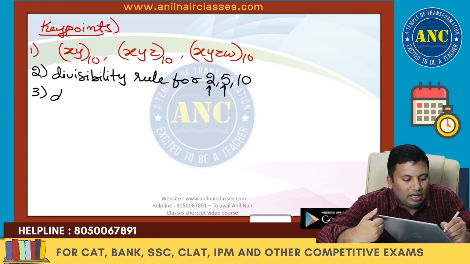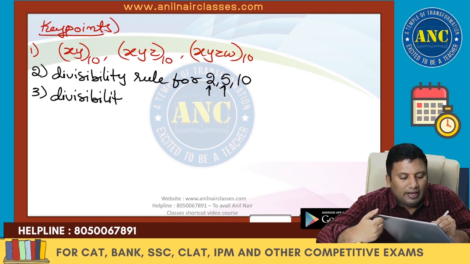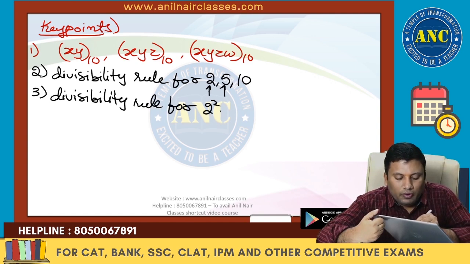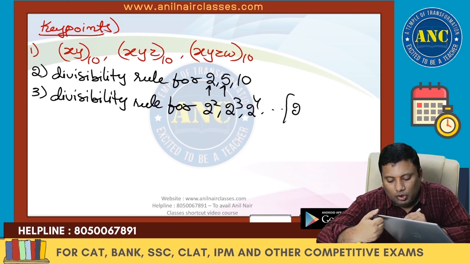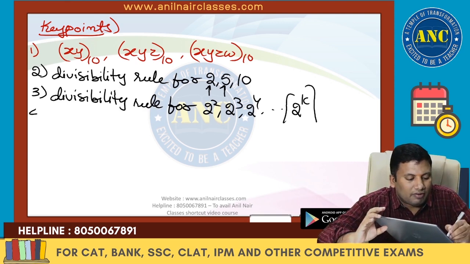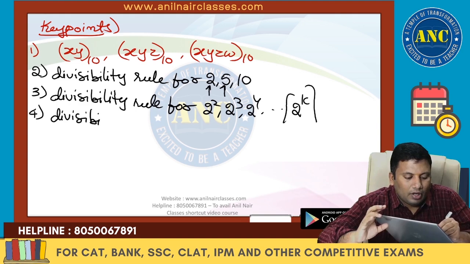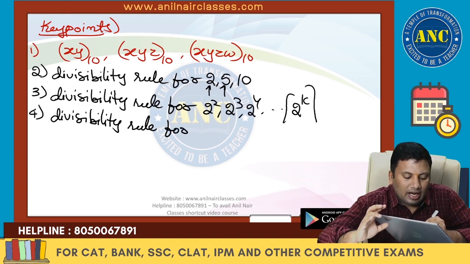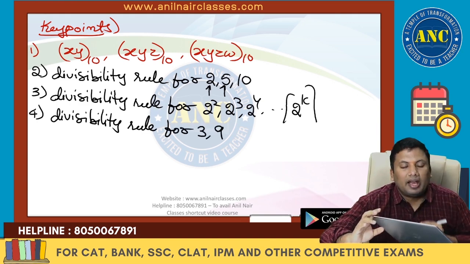Third one, divisibility rule for 2 square, 2 cube, 2 power 4. So it is up to 2 power k. Divisibility rule for 2 power k. Next one, fourth one, divisibility rule for 3, 9. I hope it is clear.